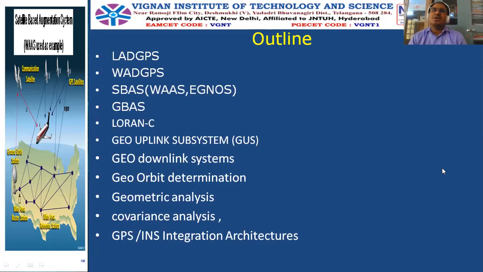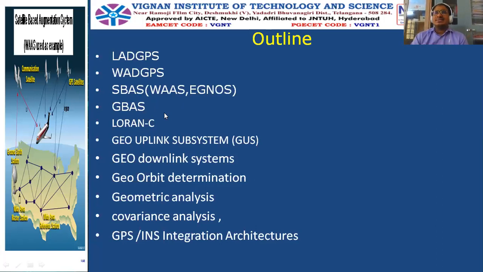For this purpose, we are using the concept of differential GPS. There are different types of differential GPS, which include local area differential GPS, wide area differential GPS, space-based augmentation system, ground-based augmentation system, and LORAN-C.